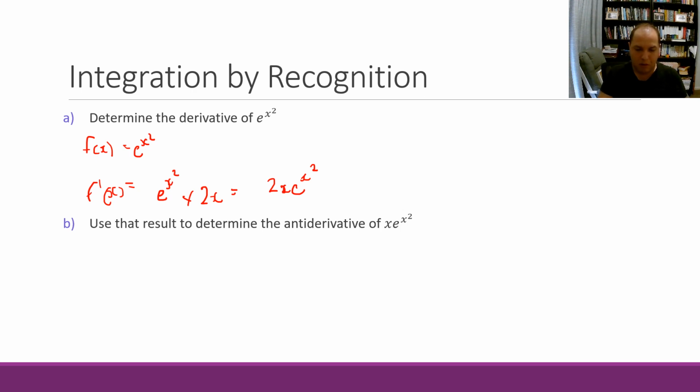What we've just shown is that the derivative of e to the x squared is 2x e to the x squared. Another way of saying that is the antiderivative of 2x e to the x squared is e to the x squared. So I'm going to write here that the integral of 2x e to the x squared dx is going to equal e to the x squared.